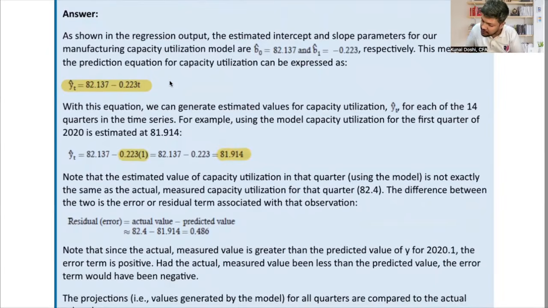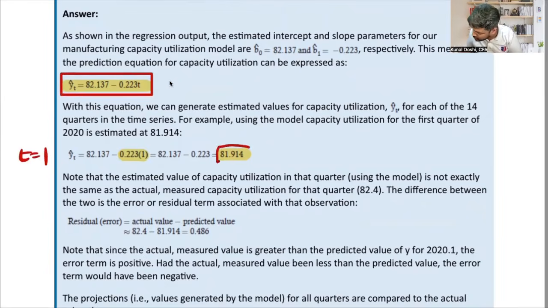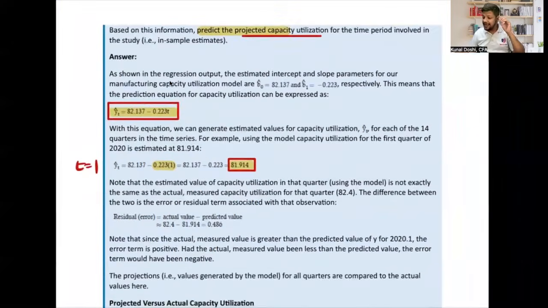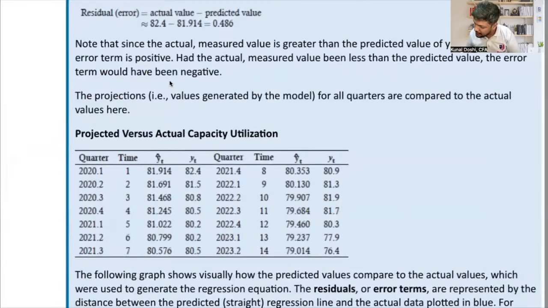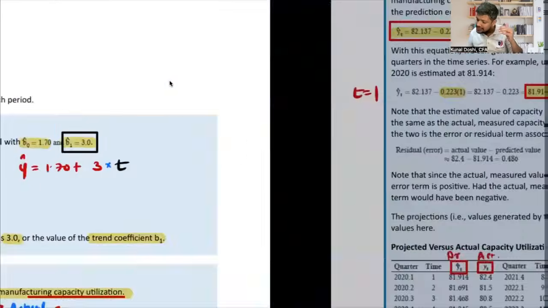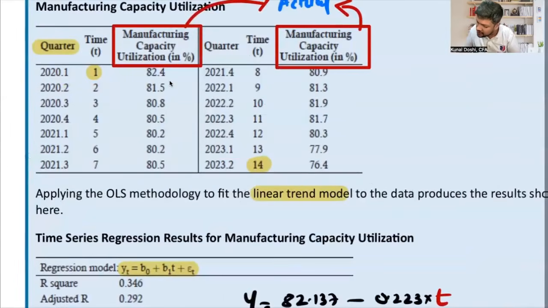Now for the first period, where T equals 1, we will simply use this model and replace T. We get the projected value as 81.914. This is my projected value, correct? But they've also provided me with the actual value, isn't it? Now, what is the actual value? See, actual value was 82.4. Am I correct? Here it was 82.4 for the first period.